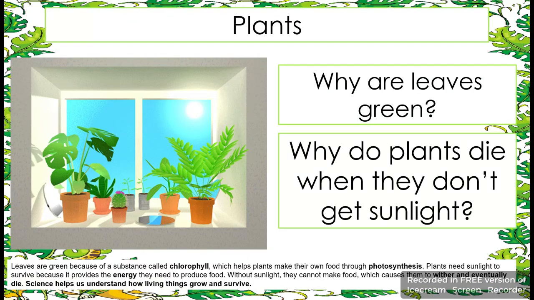Plants. Why are leaves green? Why do plants die when they don't get sunlight? Leaves are green because of a substance called chlorophyll, which helps plants make their own food through photosynthesis. Plants need sunlight to survive because it provides the energy they need to produce food. Without sunlight, they cannot make food, which causes them to wither and eventually die. Science helps us understand how living things grow and survive.